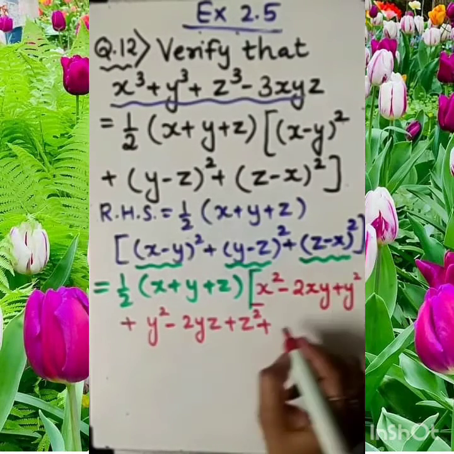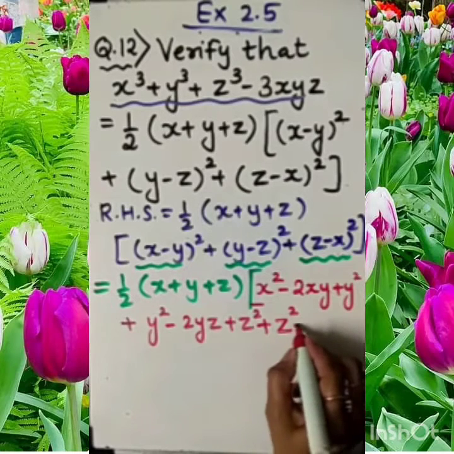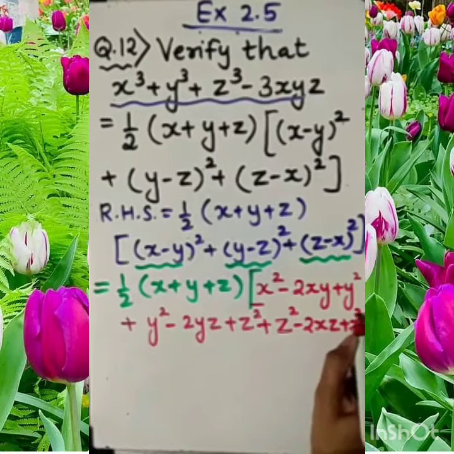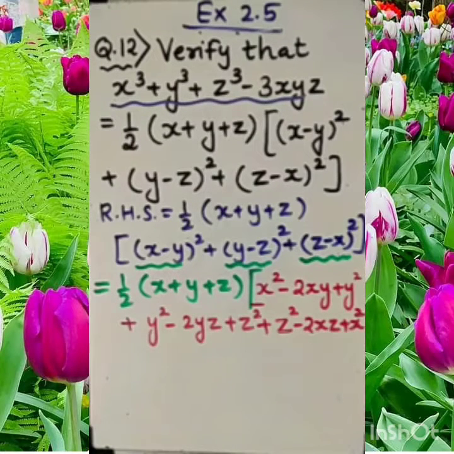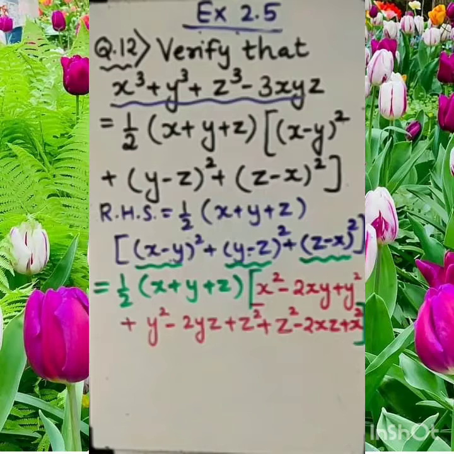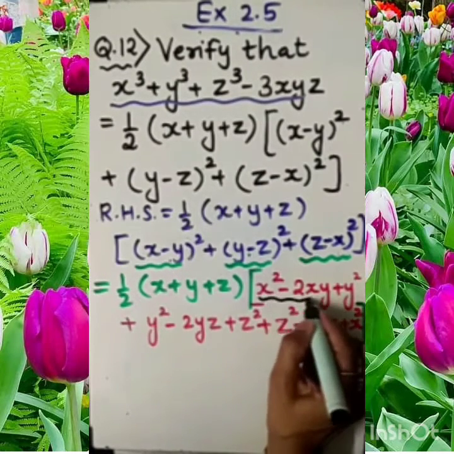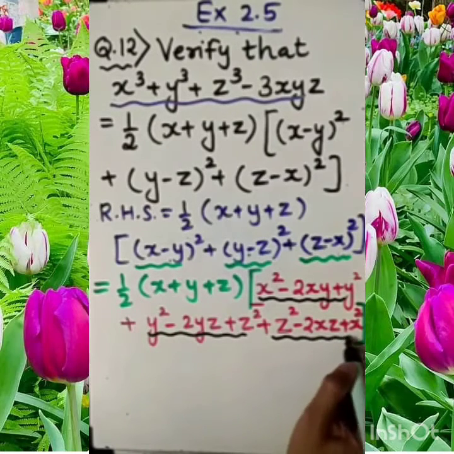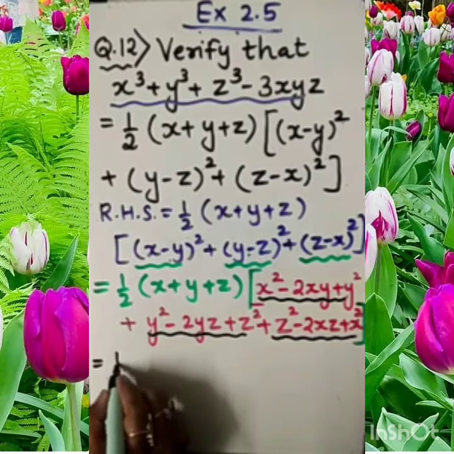Z minus x whole square can be written as z square minus 2xz plus x square. Fine. So this is the simplification of all these three terms by putting the identity. You know very well which identity. Second identity we apply and we got three terms, these three terms and these three terms. Right. Let's work out upon that.